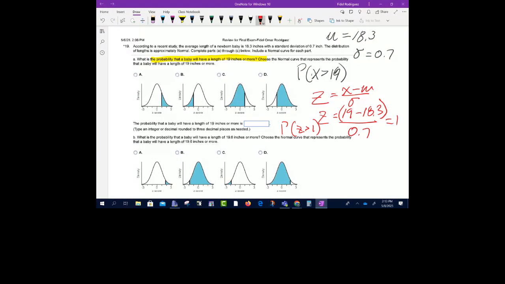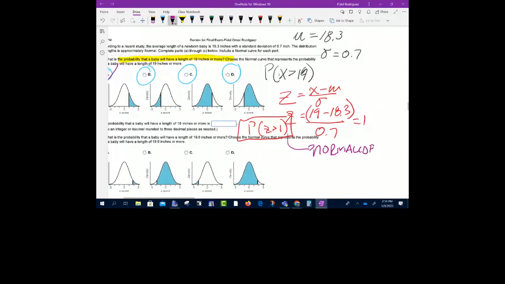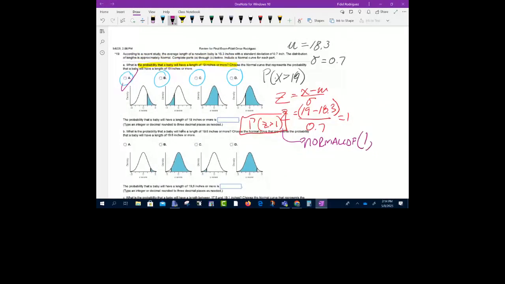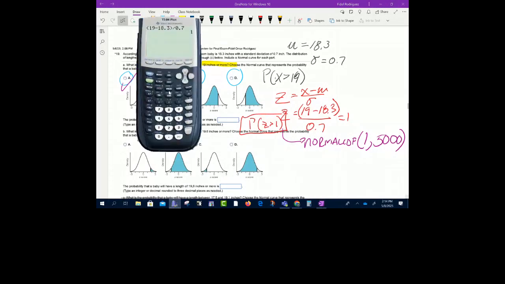Let me ask you a question. If we look at our 3 graphs for A, B, and C, which one looks like we're going to start at 1 and go to the right? A, right? So our answer is A. Now, how do we find this part? Remember, we're going to go with our normal CDF, and we're starting at 1. If we're going all the way to the right, wouldn't we say we're going to go all the way to 5,000?